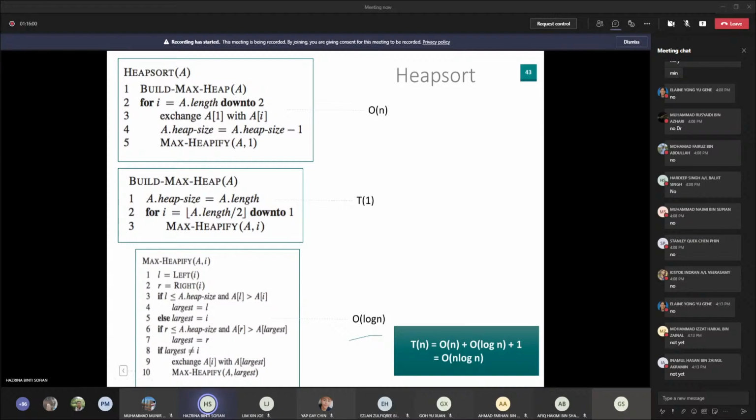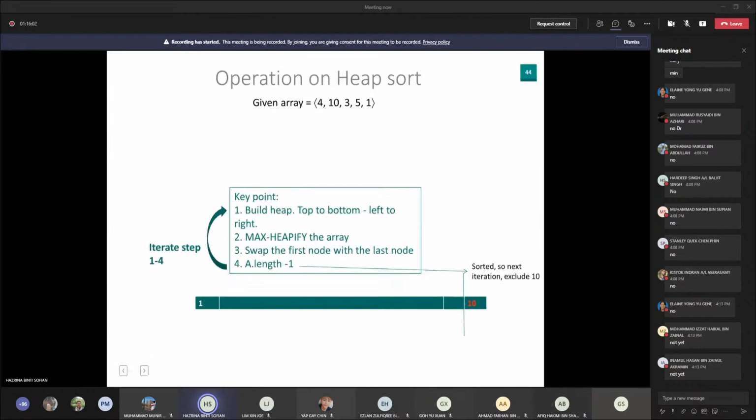Let's take a look at what this heap sort is all about. When I tried to analyze it, I realized that for the heap sort, we just need to remember 4 things. First, build the heap, top to bottom, left to right, like we did just now. After we build the heap, we check: is it a max heap or not? If not, then we need to max heapify the array. This one we also did in our previous example.